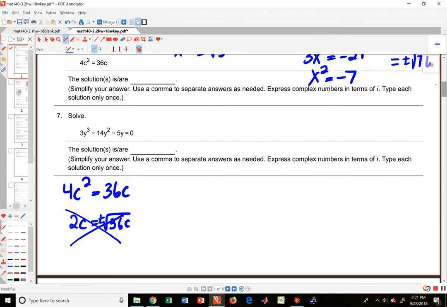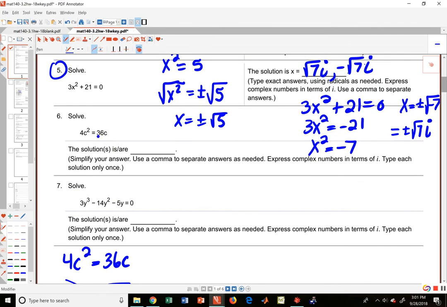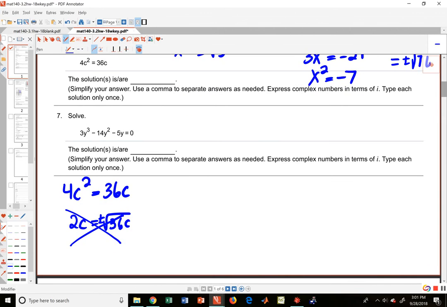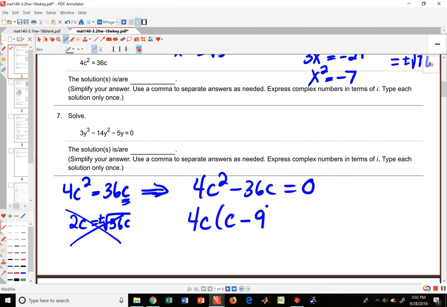The square root method only works if what you have on the right hand side is actually something that can be square rooted, a number, like what we've been seeing. So the fact that c is located over here causes a little problem there. So we're actually going to bring that back to the other side, and we're going to factor. We're going to use the zero product property here. We're going to pull out a 4. We're going to pull out a c. What's left behind is a c and a 9.